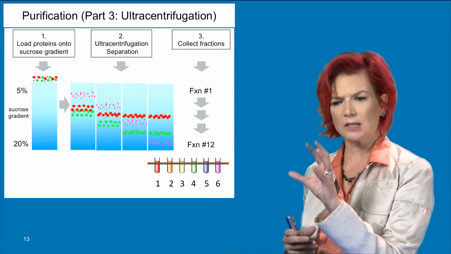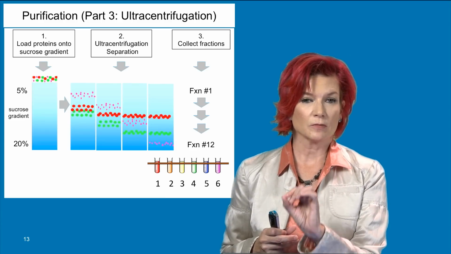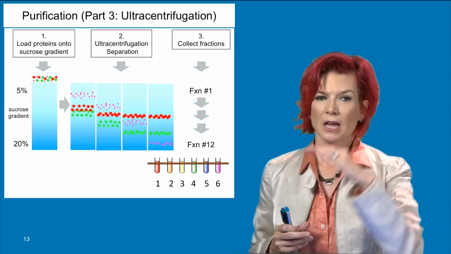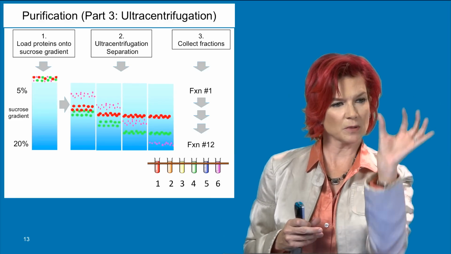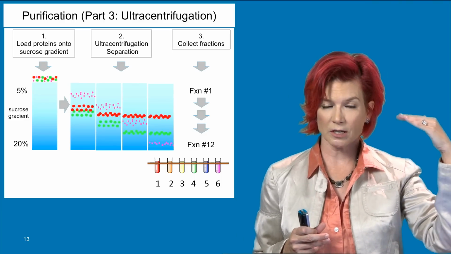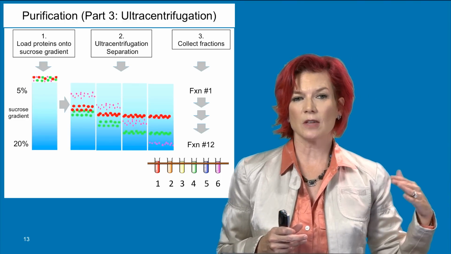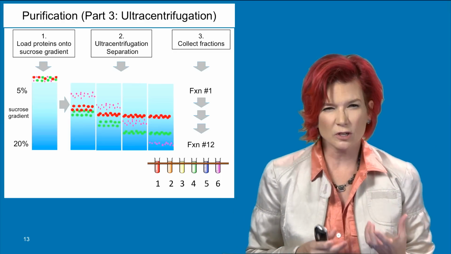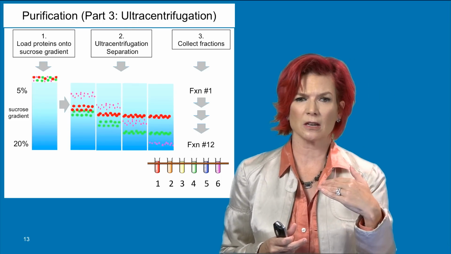So what they did is they took the 250 millimolar salt eluate from the prior purification step, and they applied it to the top of a sucrose gradient. Now this is basically a large test tube that's loaded with a gradient of sucrose from 5% to 20%. And then that gradient is spun by ultracentrifugation at really, really high speeds. Proteins are separated, as you can see schematically here.